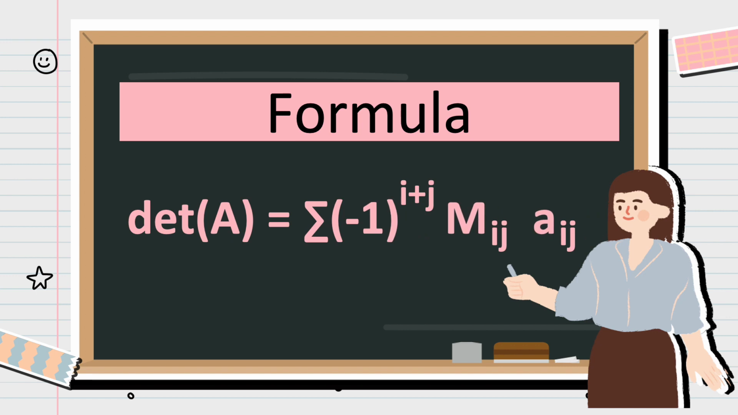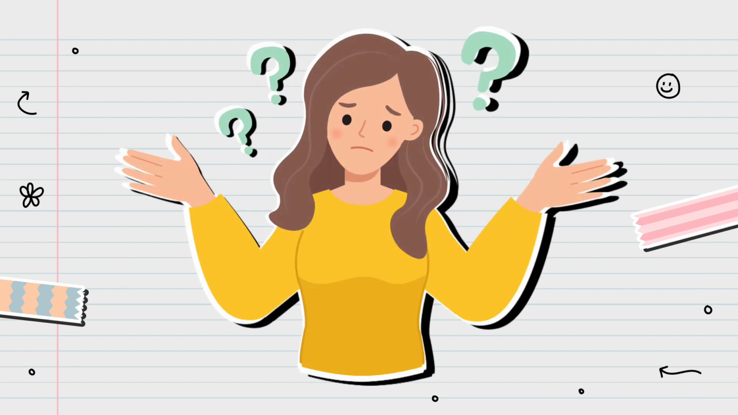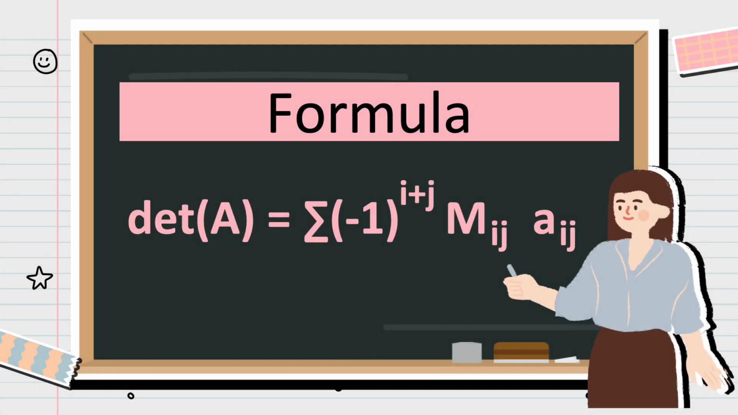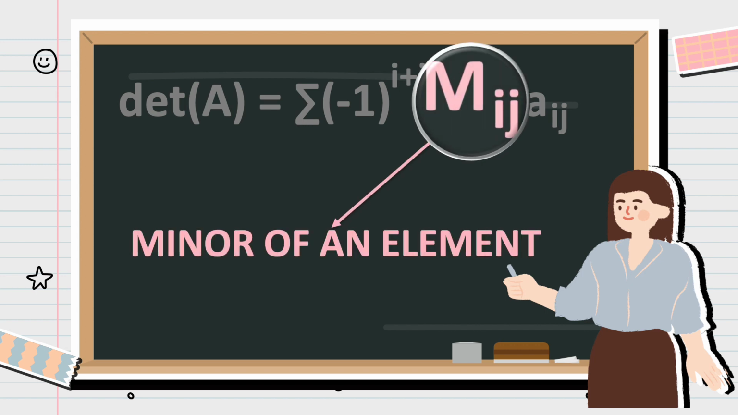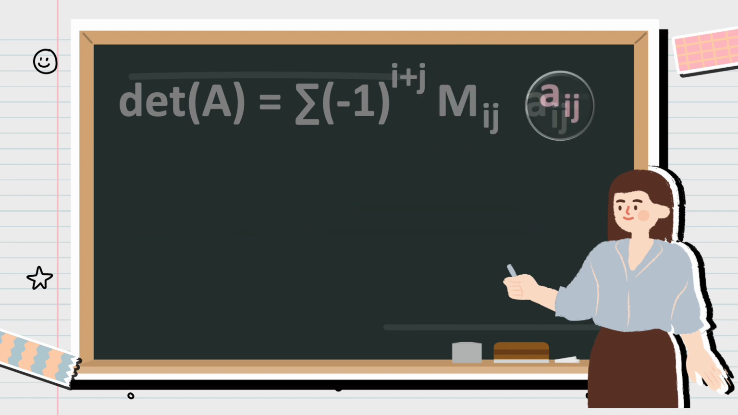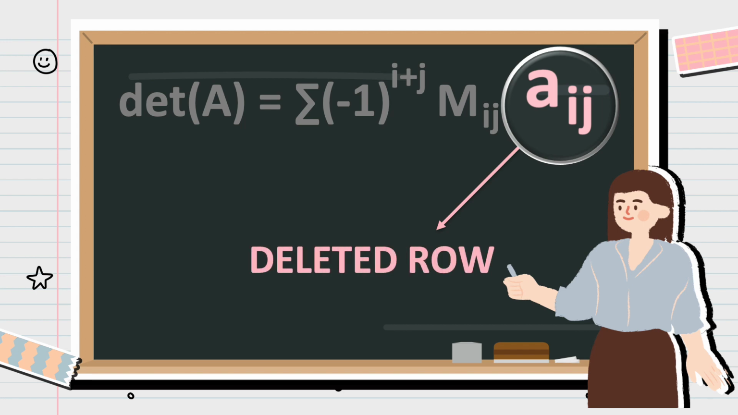What you can see on the screen right now is the formula for the cofactor expansion method, which is the determinant of A is equal to the summation of negative 1 raised to i plus j times mij times aij. So I know that you are now confused about this formula, or maybe asking, where did I get the mij and aij here? To explain it further, mij is just the minor of an element, while aij here is just the deleted row.